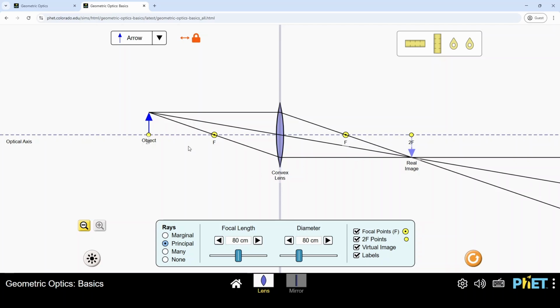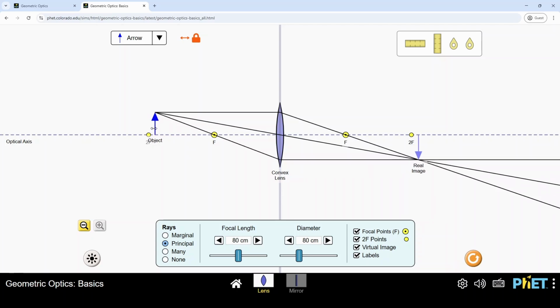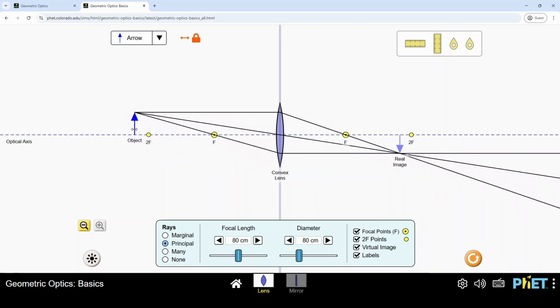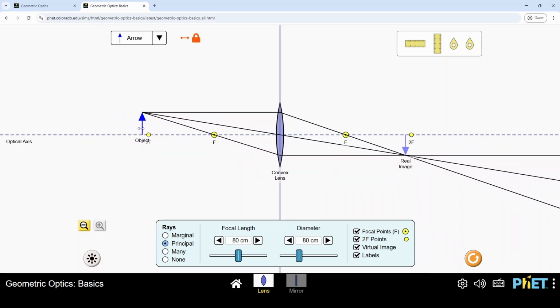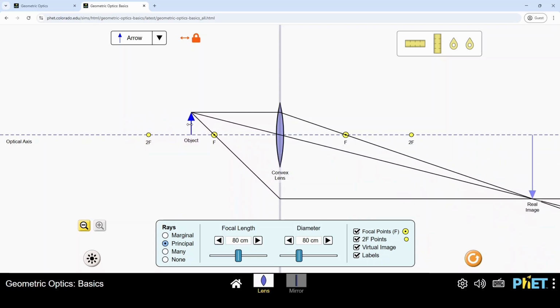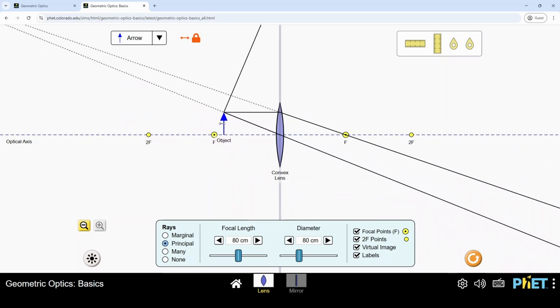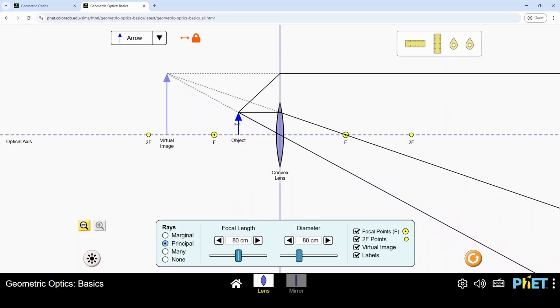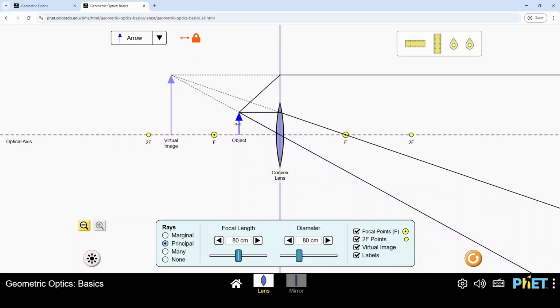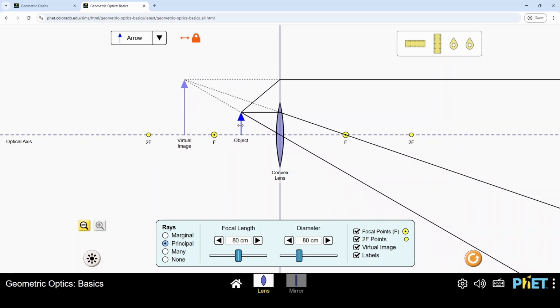So once we're done with this example, since it's a simulation, we can see what else we can do. We can move this back and forth and see how our image is being formed. And after moving ahead of f, we can see that the image that is being formed is magnified and it's a virtual image.